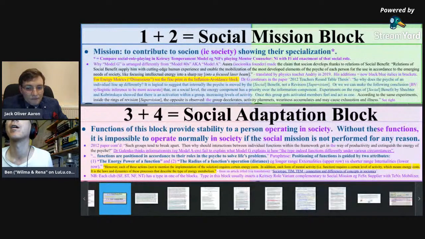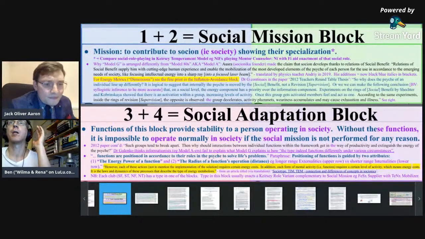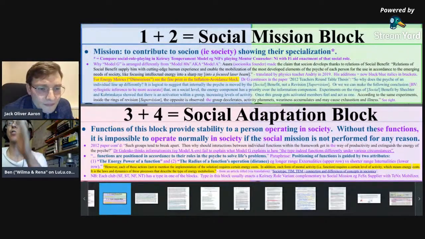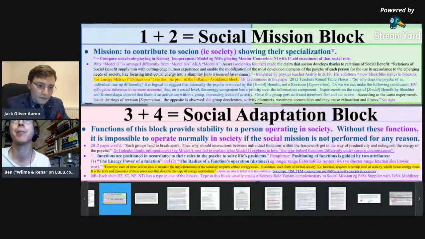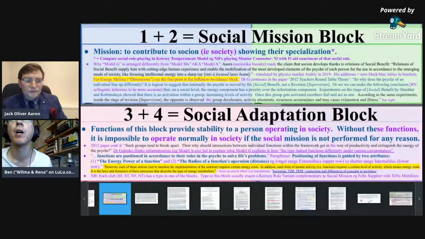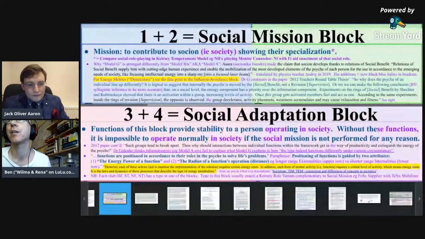Right, so what we got here? Experiments on the social ring by Schechter and Kobrinska showed that there is activation within a group, increasing levels of activity. Once this group gets activated, members feel and act as one. According to the same experiments, inside rings of revision, the opposite is observed. The group decelerates, activity plummets, wariness accumulates, causing exhaustion and illness. Such groups tend to break apart. Then why should interactions between individual functions within the framework get in the way of productivity and extinguish the energy of the psyche?